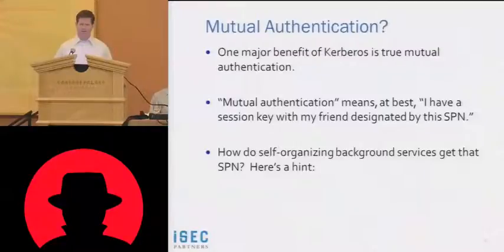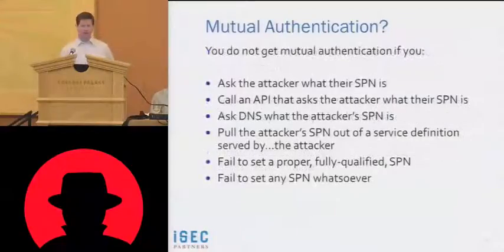Now, one of the benefits of Kerberos is true mutual authentication. That if I want to talk to Brad, between all that stuff we just talked about, especially that AP-REQ and AP-REP, I can make sure that I have a session key shared with Brad. Now, what happens if I'm using a big, huge, large-scale, self-organizing system? How do I determine that Brad is the person I want to talk to? I can do a couple of things, but maybe we'll just start with a few things maybe you shouldn't do.